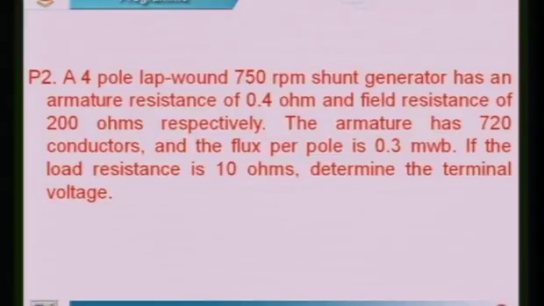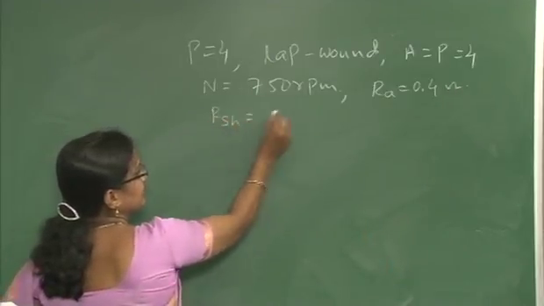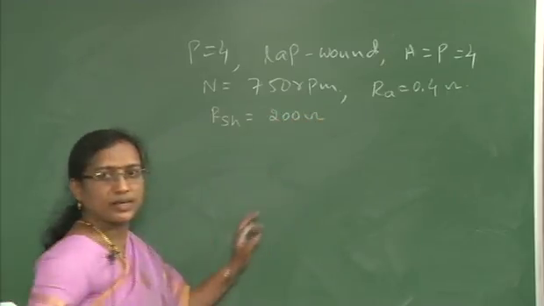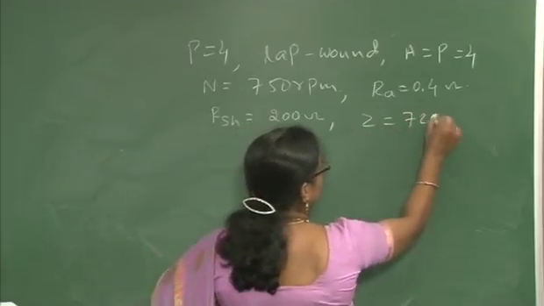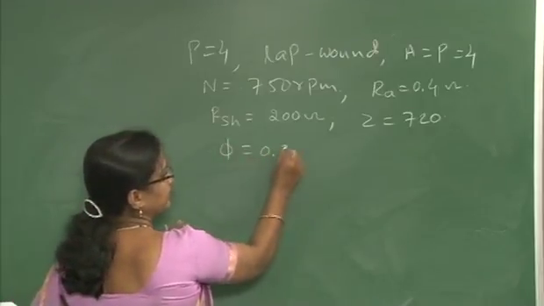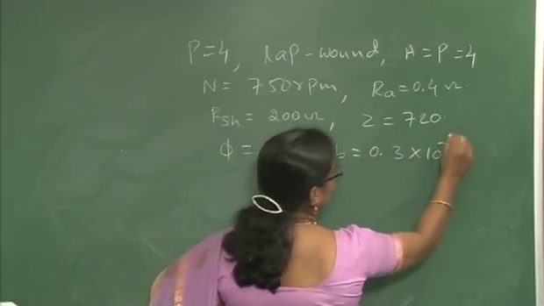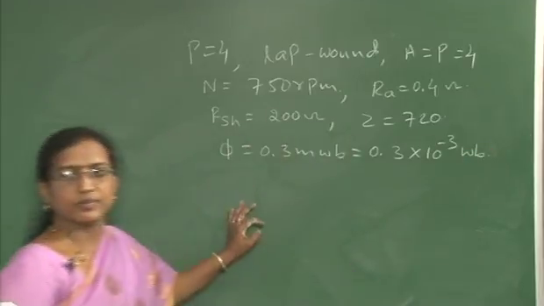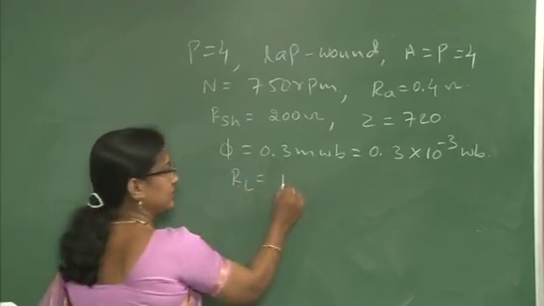and it is a shunt generator and has an armature resistance Ra is equal to 0.4 ohm, and then field resistance RSH is given, it is 200 ohms, and then the armature has 720 conductors, Z is equal to 720, and the flux per pole phi is equal to 0.3 milliweber. Since it is given in terms of milliweber, it is 0.3 into 10 to the power minus 3 Weber. And then the load resistance RL is also given, RL is equal to 10 ohms.